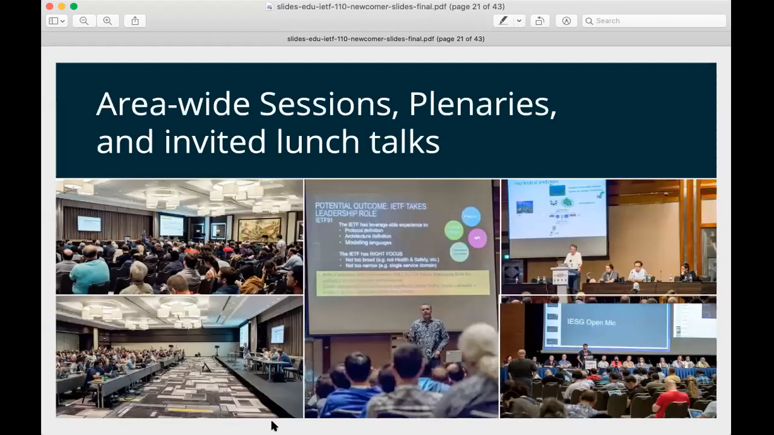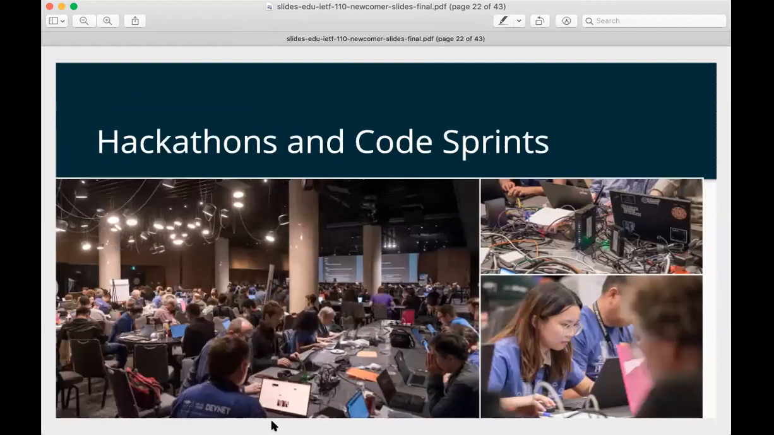So here we have some area-wide sessions. We have some plenaries. The picture in the center is a lunchtime talk that was done one time. The rest of these are plenary type meetings. And then we have hackathons and code sprints. Obviously in our virtual existence, our hackathons don't look quite like this, but in a physical meeting, this is what they would have looked like. Perhaps here you could take a picture of your desk at home with your cables on your desk, and we could add that to the set.